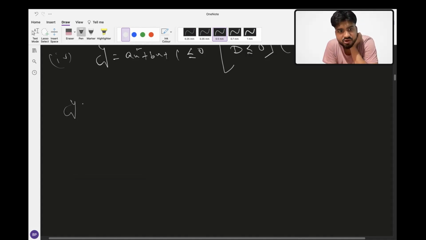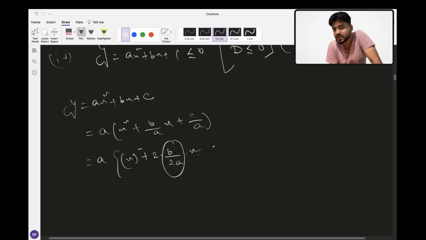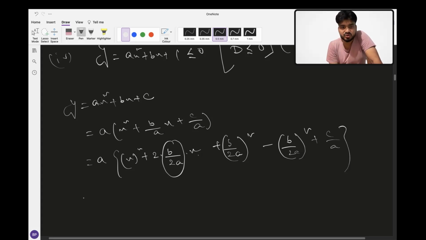If you see y equals ax square plus bx plus c, and you complete the square, if you take a common, it will come x square plus b by a x plus c by a. So what will we get? That will be x square plus 2 into b by 2a, we are completing the square, 2 into x into b by 2a, plus b by 2a whole square. And we are adding this term extra, so we have to subtract it also, plus c by a. So what will come?